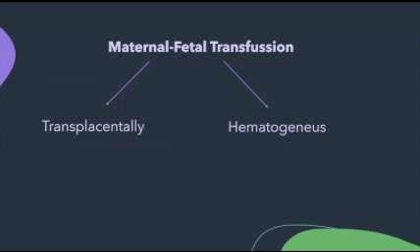TORCH syndrome is a group of viral, bacterial, and protozoan infections that gain access to the fetal bloodstream transplacentally via the chorionic villi, or hematogenous transmission may occur at any time during gestation or occasionally at the time of delivery via maternal to fetal transfusion.